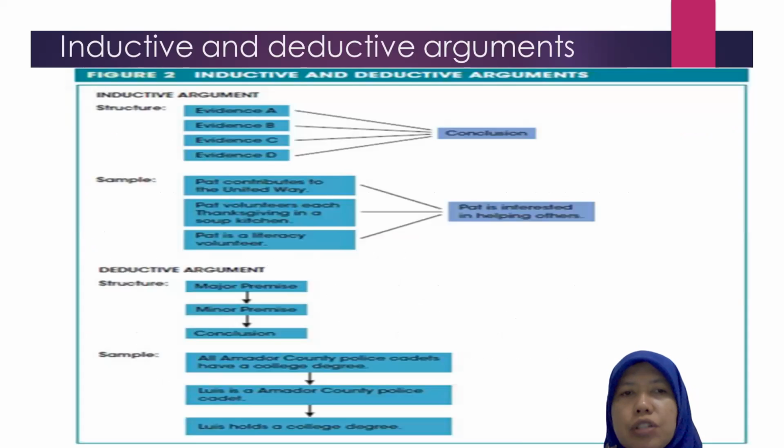Then we should distinguish what is an inductive and what is a deductive argument. From the figure here, we can say that in an inductive argument, the structure starts from some evidence, and then this evidence will lead to a conclusion. On the other hand, in a deductive argument, we begin with the major premise, then the minor premise, and the last is the conclusion.